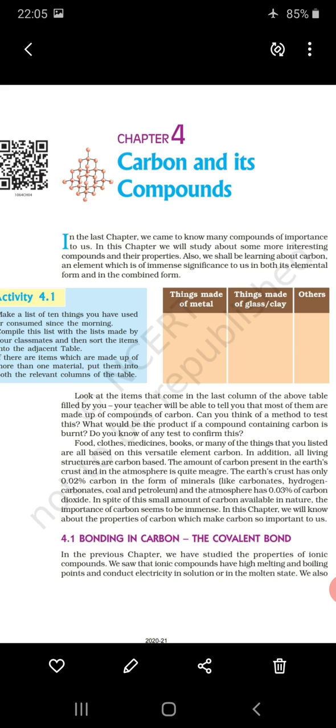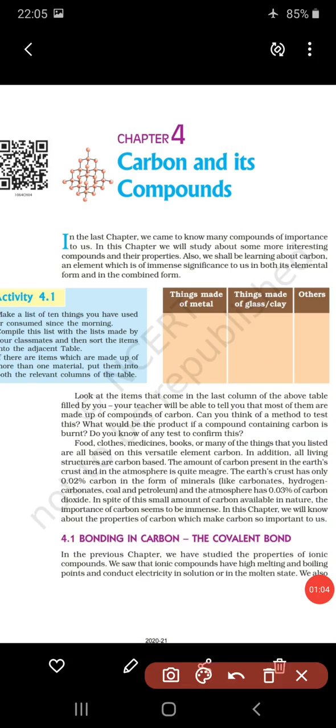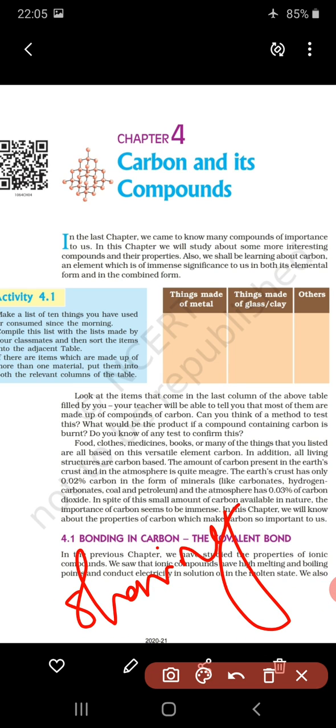Carbon compounds means the compounds which are made with the help of carbon, and the compounds which are made by covalent bonds, especially the bond which is present is a covalent bond. And what means the covalent bond? The covalent bond means nothing but the sharing of an electron.